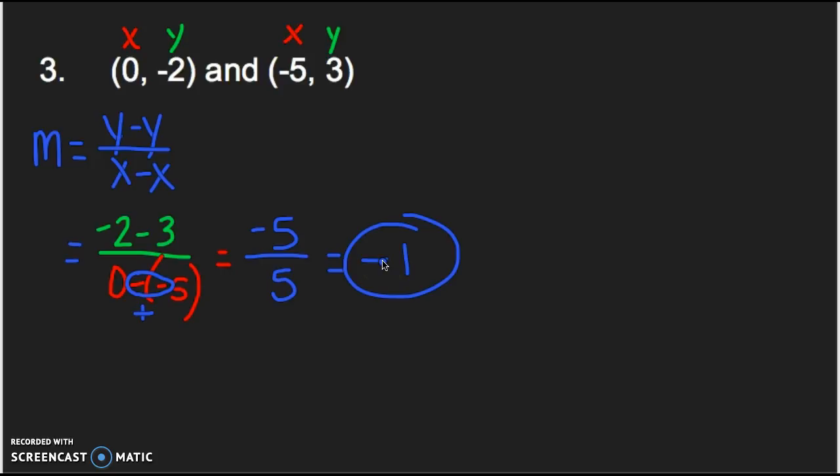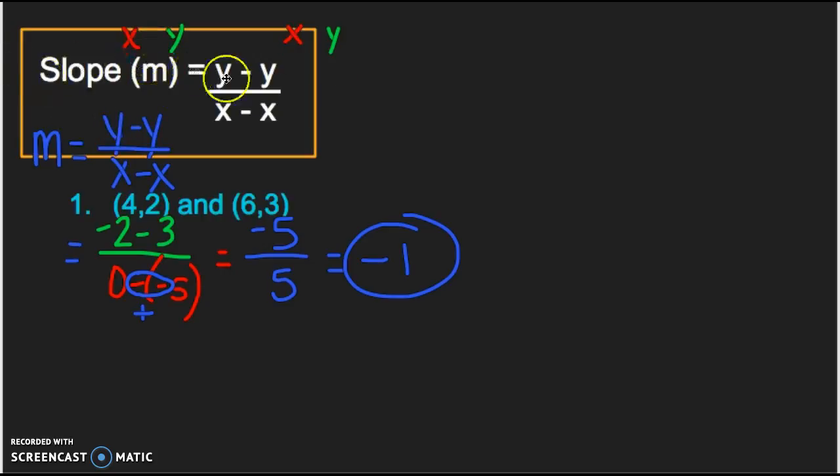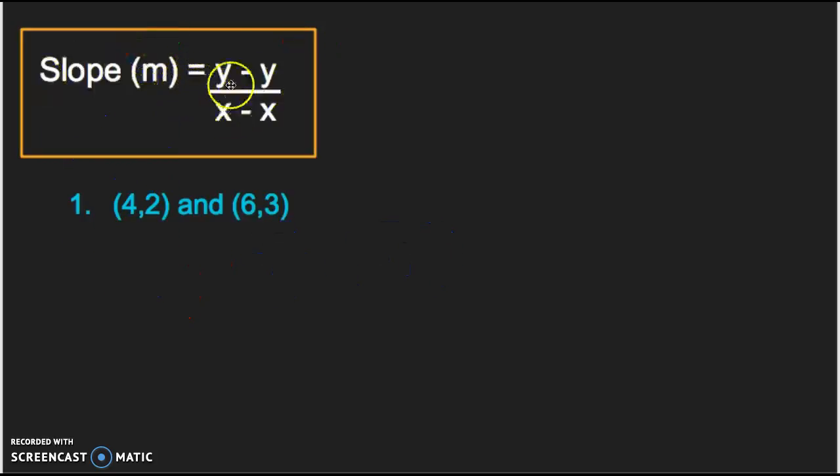Okay, so this is finding the slope between 2 points that fall on the line. They don't give you a graph. All they give you are the 2 ordered pairs. So remember, you just take your y values and subtract them over your x values, subtract them. Your change in your y's over your change in your x's.